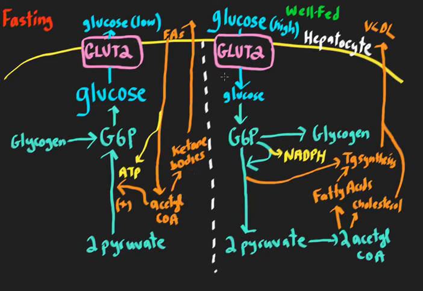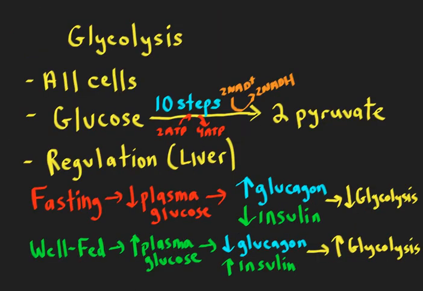So hopefully this is a review of what happens in the liver in fasting and well-fed state, and shows you visually why we want that glucose to be going down glycolysis when we have lots of sugar around. So that's the overall picture for what we're going to be focusing on: all cells, 10 steps, and some regulation.